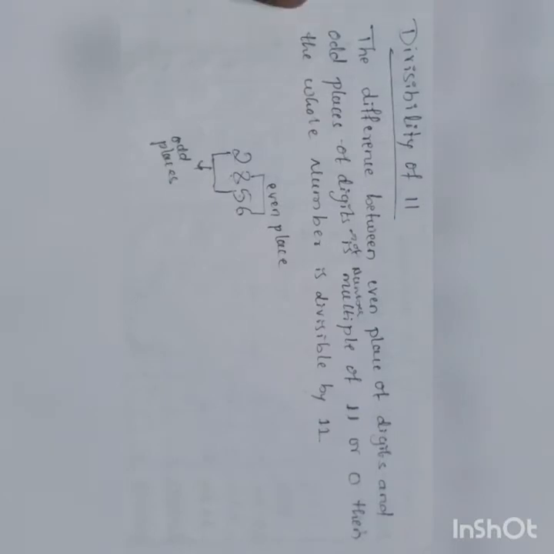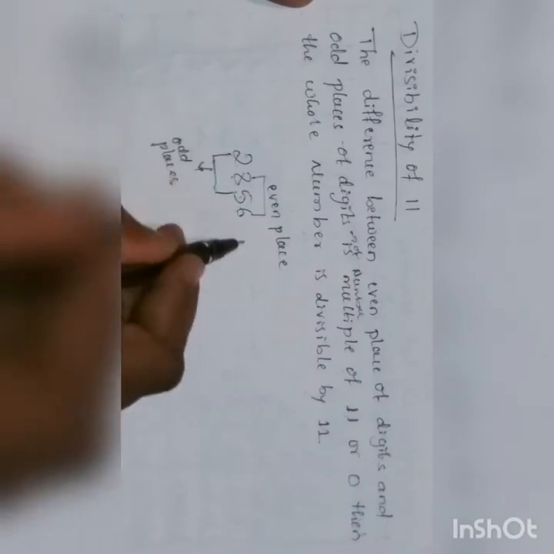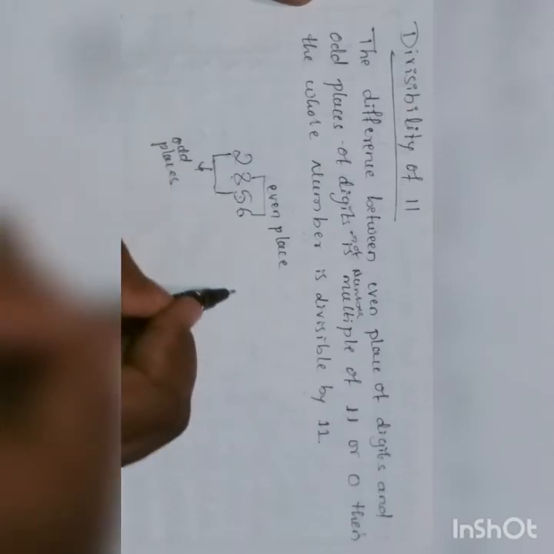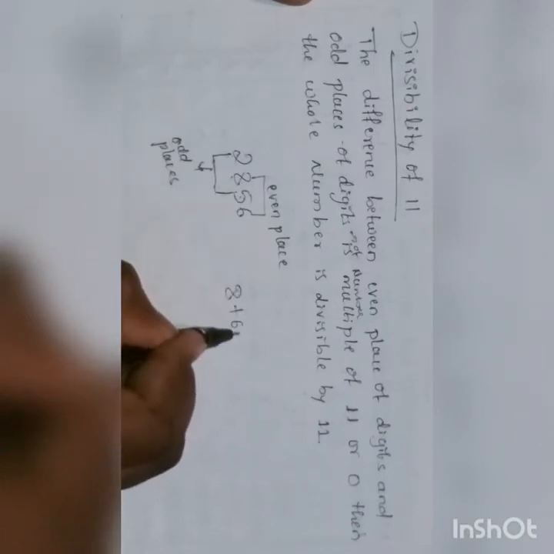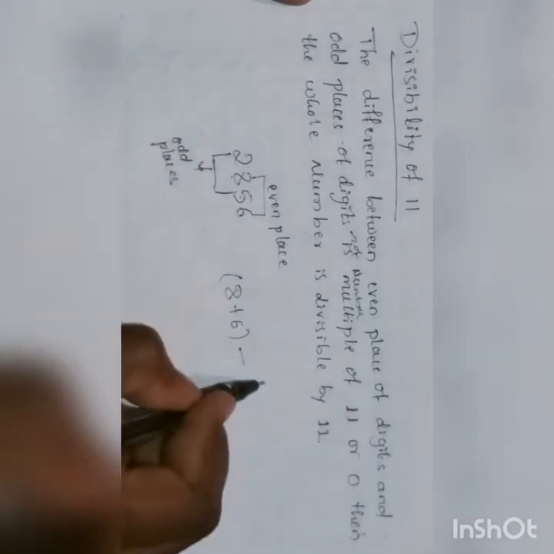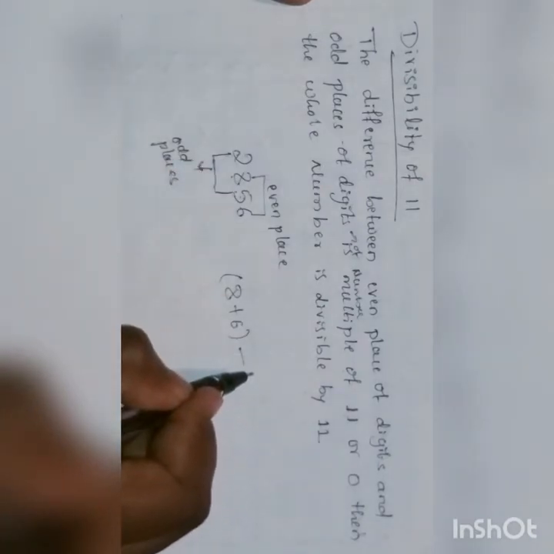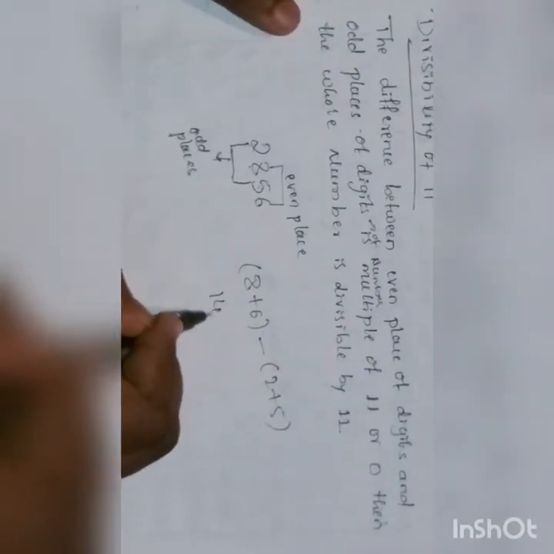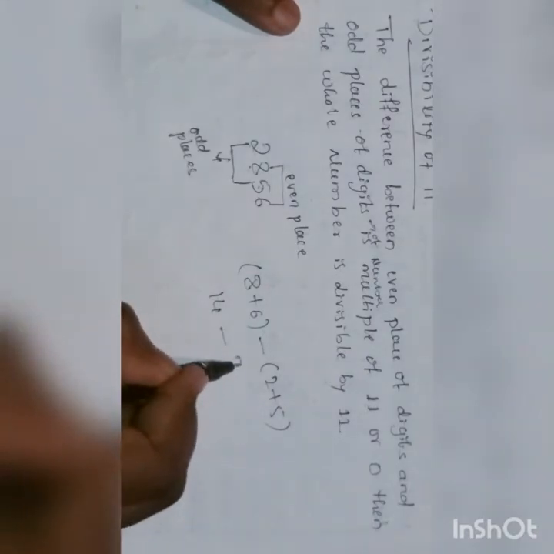Okay, so what is the rule? The sum of the digits in even places, 8 plus 6, minus the sum of the digits in odd places, 2 plus 5. Okay, we should add now. 8 plus 6 is 14, minus 2 plus 5 which is 7.